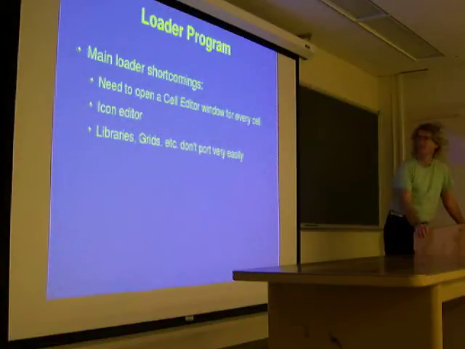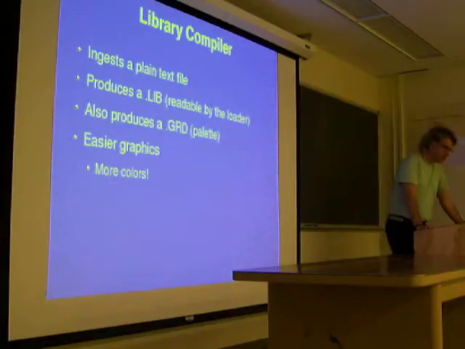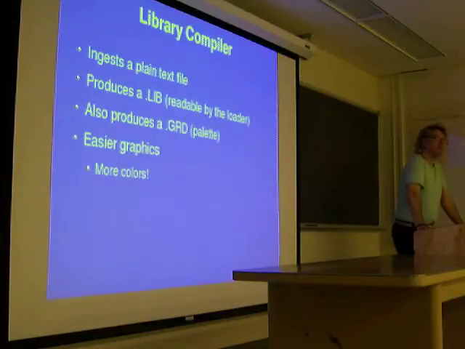You need to run the loader to see what's inside these libraries and grids that you've created. There's another tool that's just called the library compiler. Like a compiler, it takes a plain text file in which you specify one or more cells that you wish to use. You feed this file into the compiler, and it produces a .lib file, which can be read by the loader. So it's a way to create the bare cells.